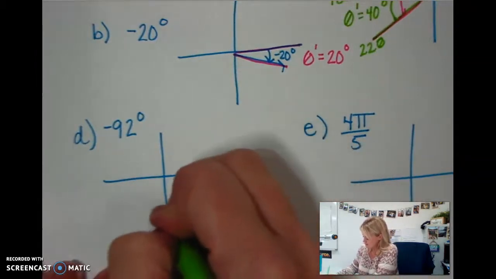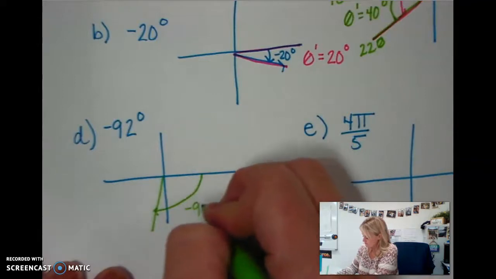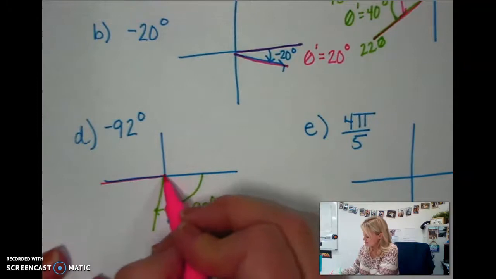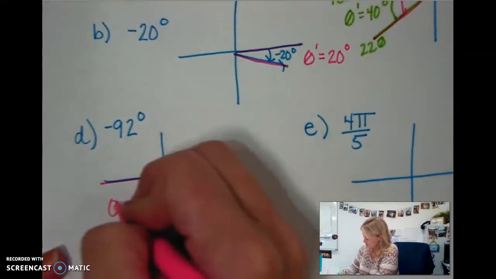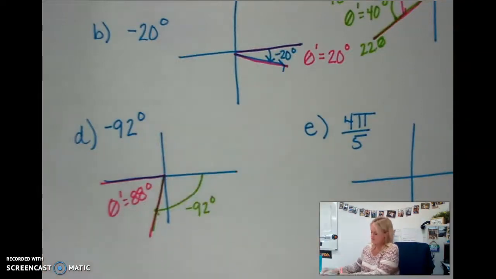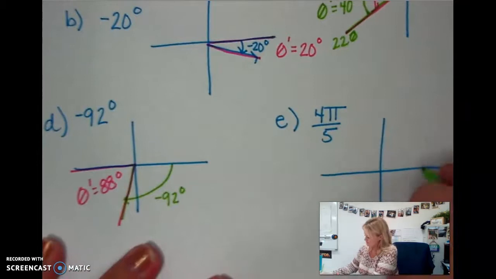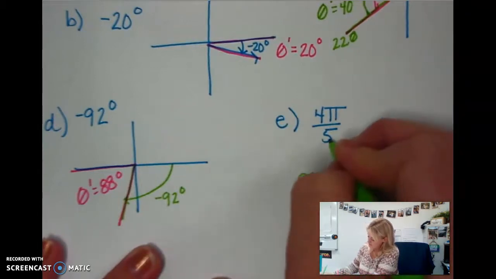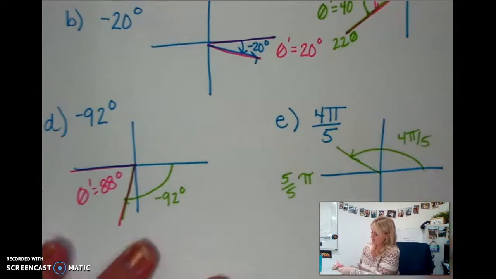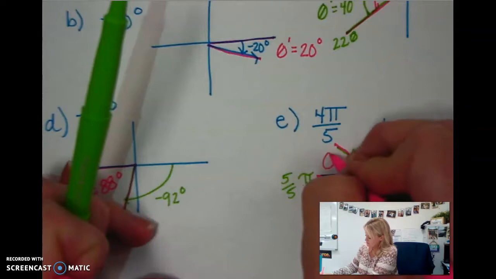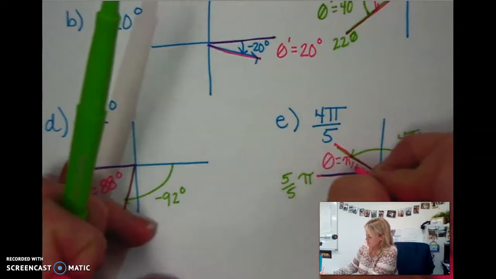Negative 92 degrees is right here. So theta prime comes from this x-axis, this terminal side, and theta prime is 88 degrees. 4 pi over 5 is almost a pi. So this is pi. If we're in fifths, this would be 5 pi out of 5. And that helps me find my theta prime, which is pi over 5.